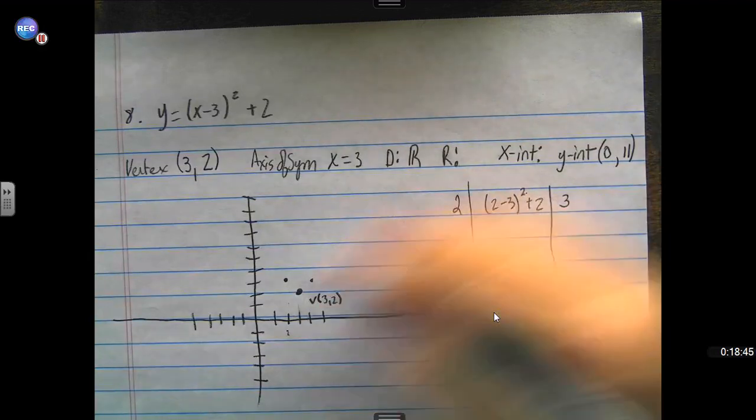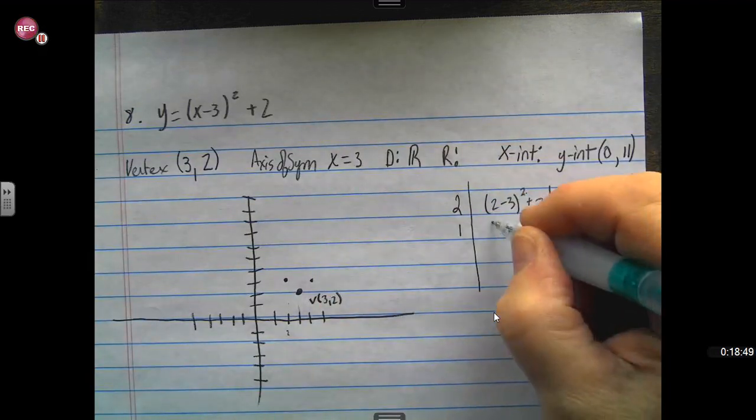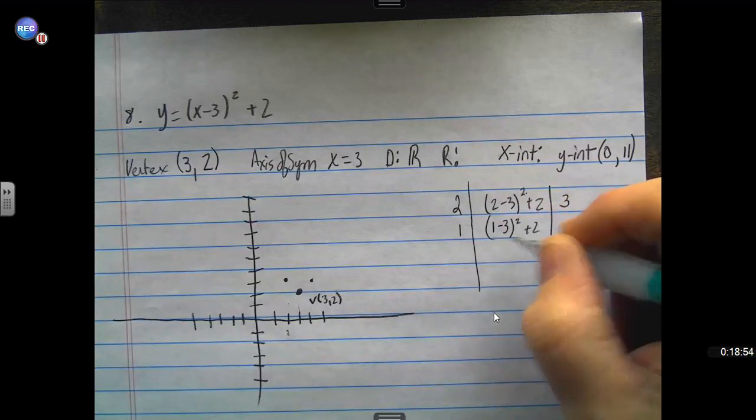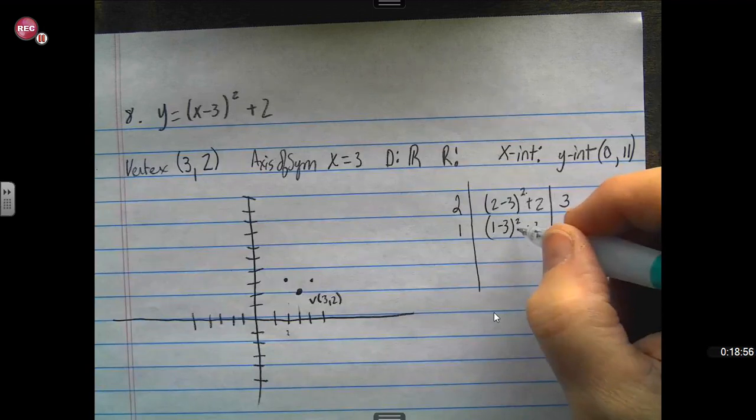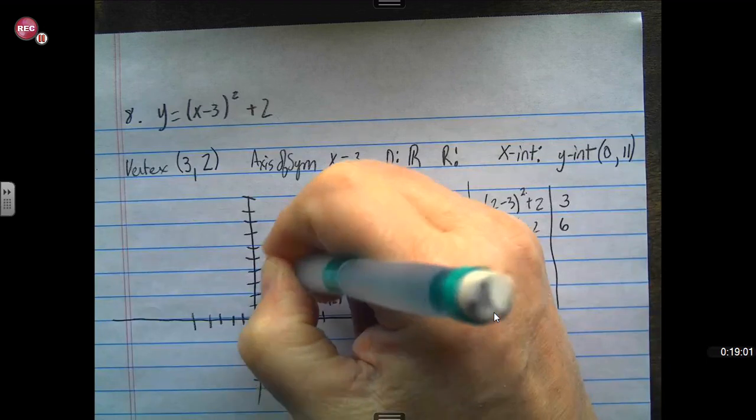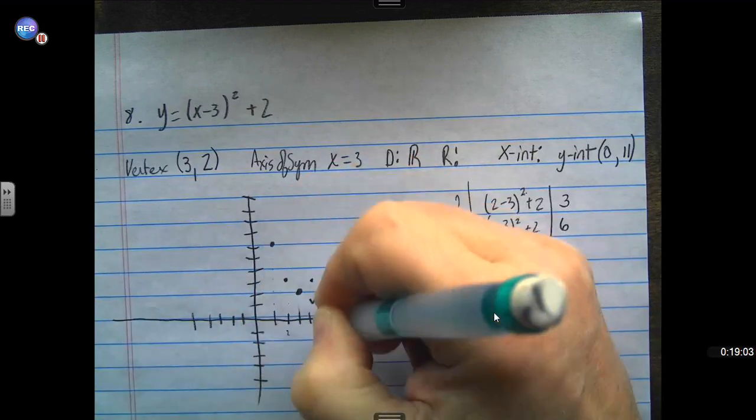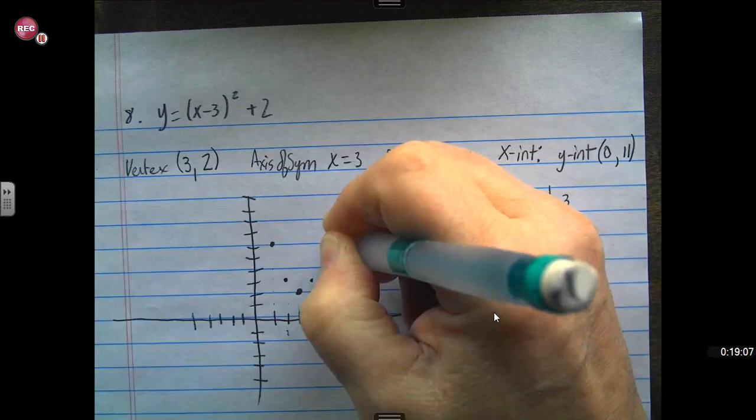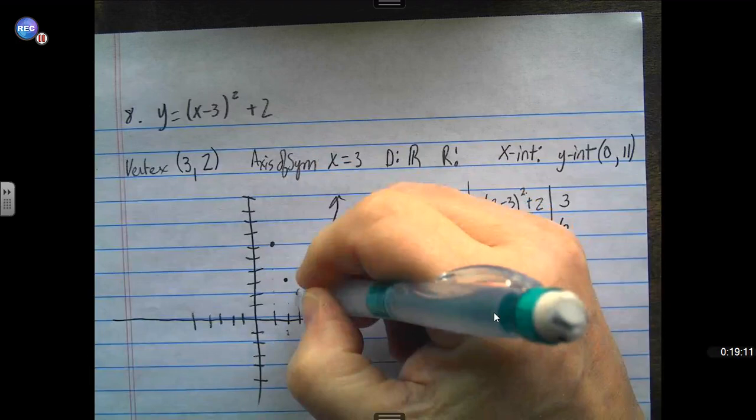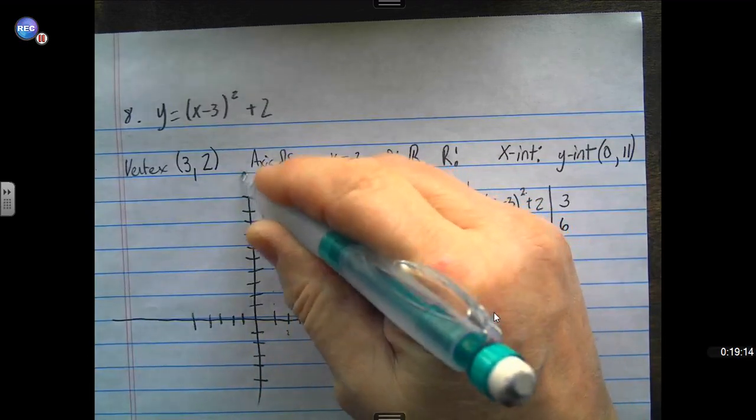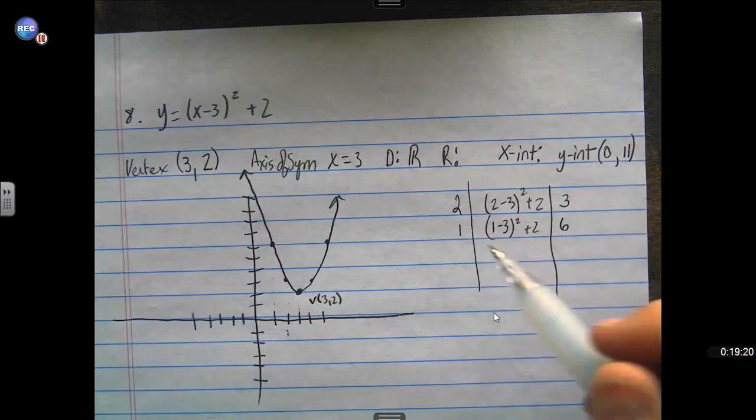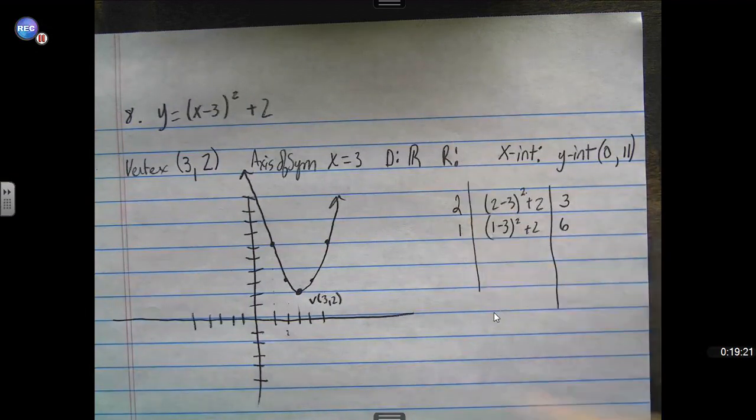And then I would plug in 1. Get 1 minus 3 quantity squared. So that's going to be -2 squared is 4. And 4 plus 2 is 6. 1, 2, 3, 4, 5, 6. And then axis of symmetry yonder. And we don't have room for that y-intercept because it's all the way up there at 11, somewhere up there. Okay. And so there's our parabola with all the things.